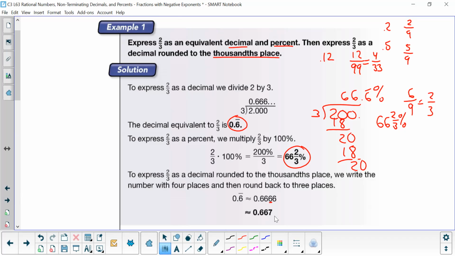I look 1 place to the right. Does the 6 make my underlined 6 round up or stay the same? Remember, 5 plus we round up, 4 or less we stay the same. So 6 is larger than 5, so I'm going to round up to 667 thousandths. So that is making our fraction a repeating decimal, our fraction a percent, and then also a decimal rounded to the nearest thousandths place.